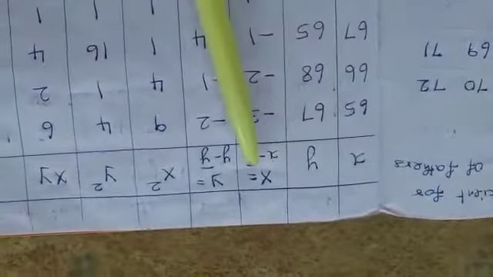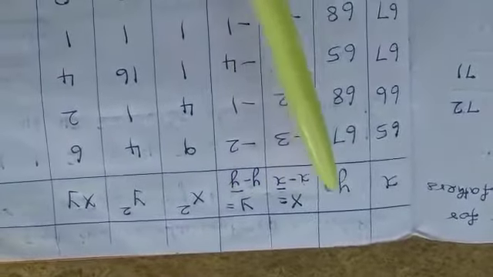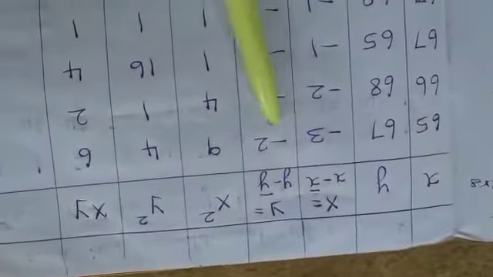Next you have to find X into Y, so capital X into capital Y. We should be very careful about the capital X, capital Y and small x, small y, because in the formula everywhere we have capital X and Y. So multiply capital X and capital Y.